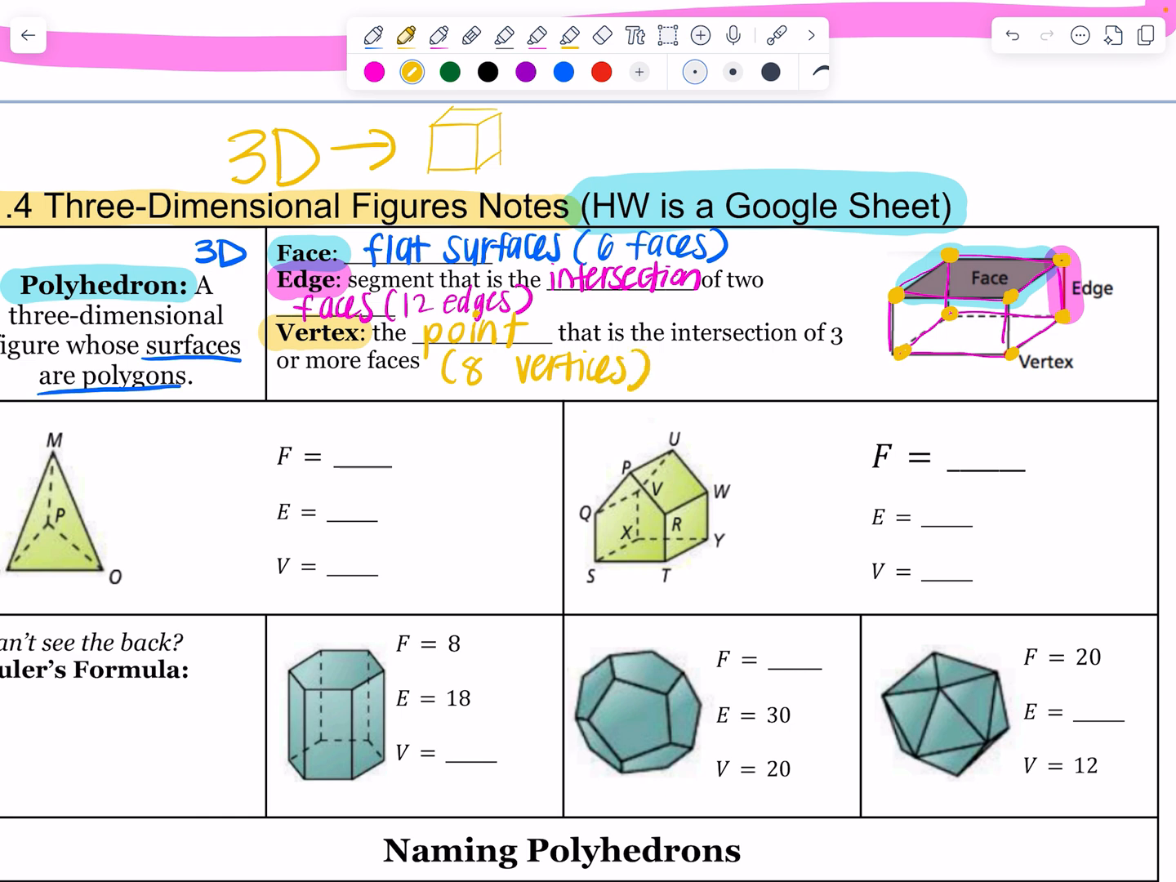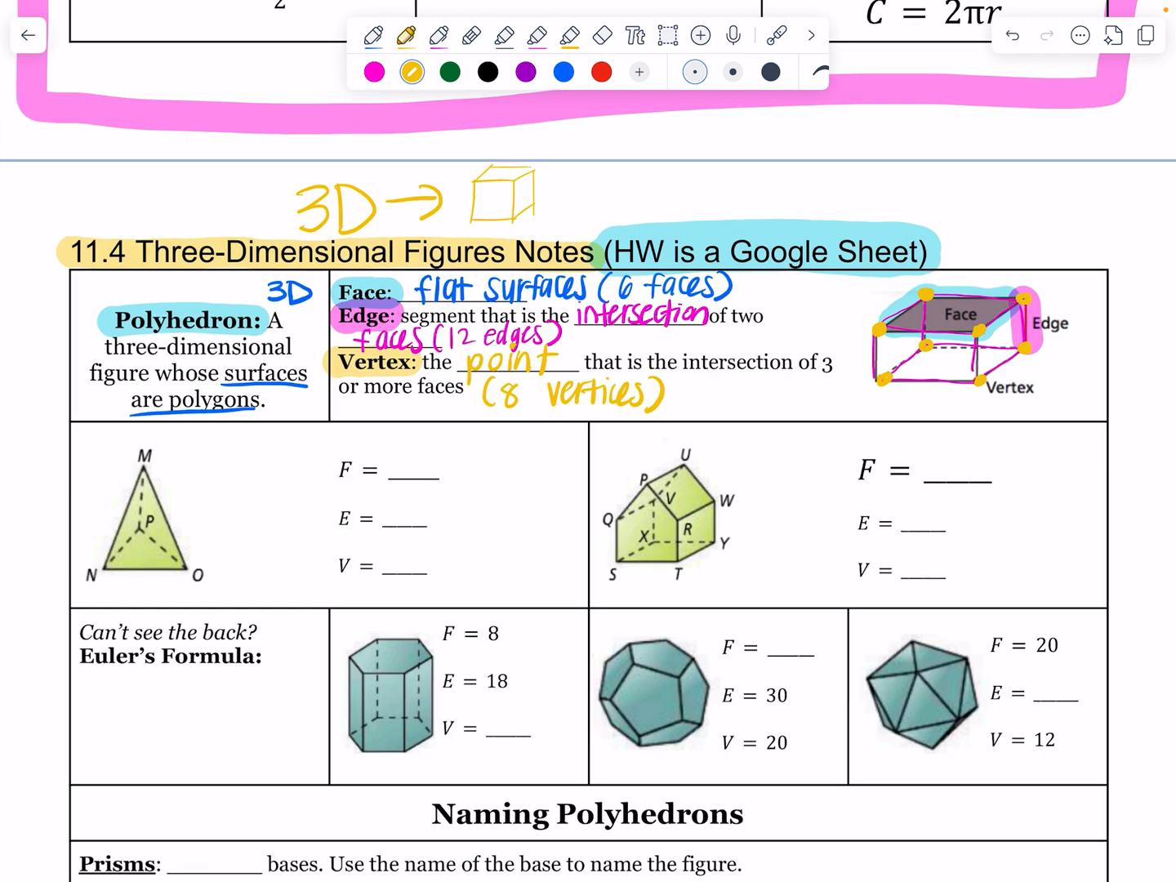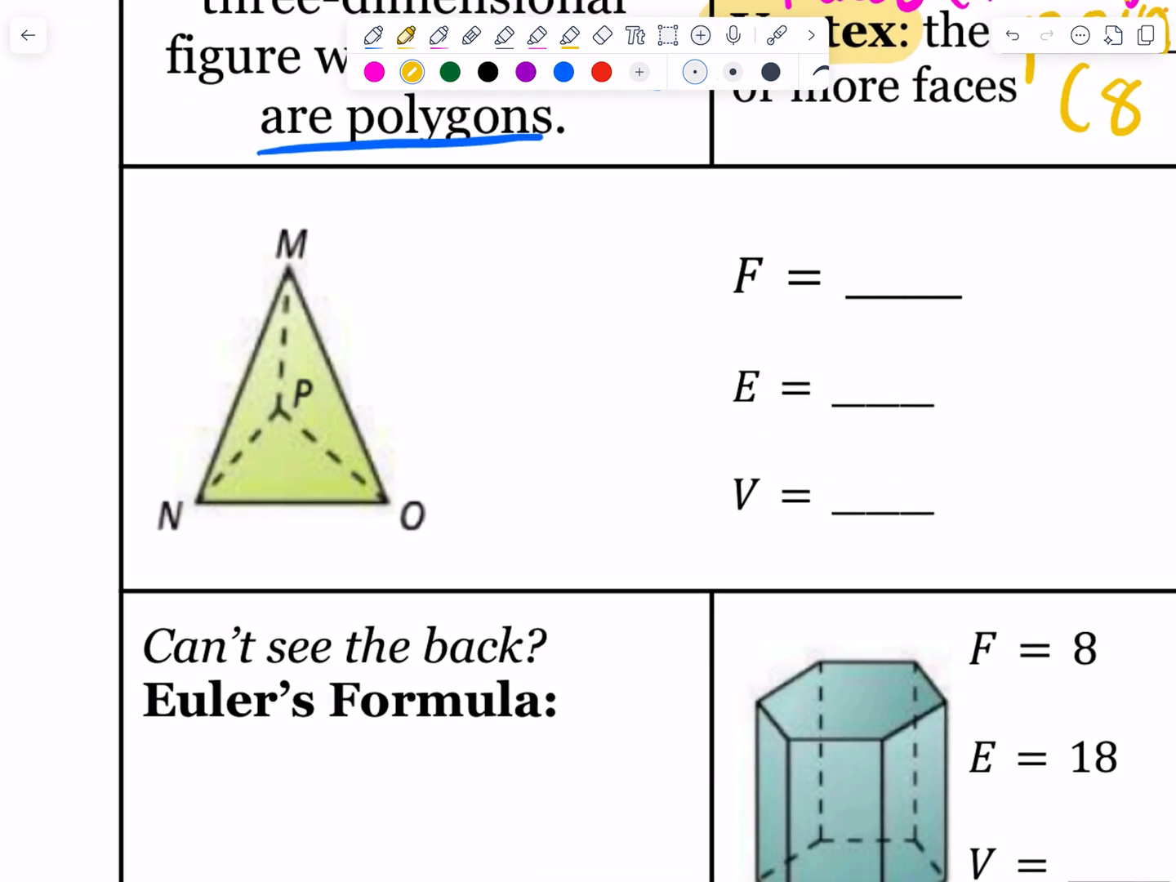Okay, so those are the pointy parts of the polyhedron. All right, so let's start by just counting some faces, edges, and vertices. How many faces live on this shape? We've got the floor. It's a triangle, so then I've got 3 walls. So what is 3 plus 1? I would have 4 faces on this shape.